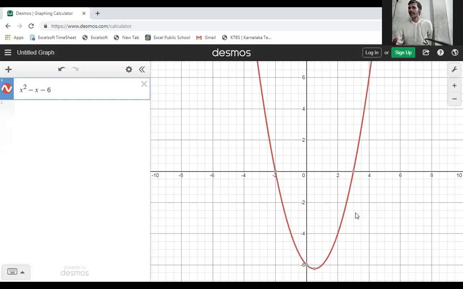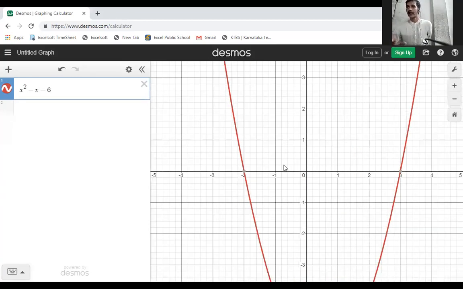We get the parabola like this, and where it is intersecting the x-axis, minus 2 comma 0, that is one root, and another 3 comma 0. It is intersecting at another root. You can enlarge and see also if you want. See here, minus 2 comma 0, 3 comma 0. It is intersecting the x-axis at these 2 points. Okay, it is having 2 roots.